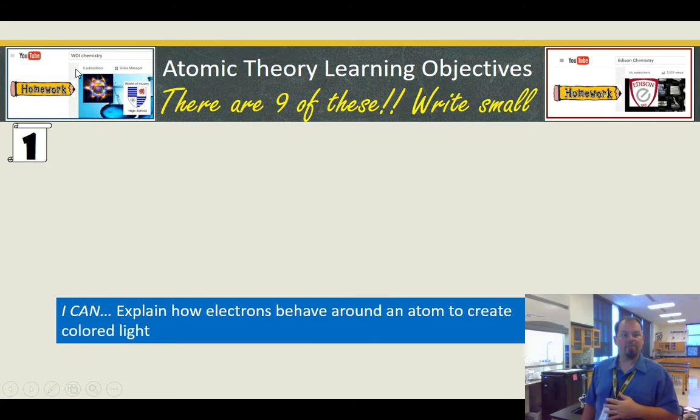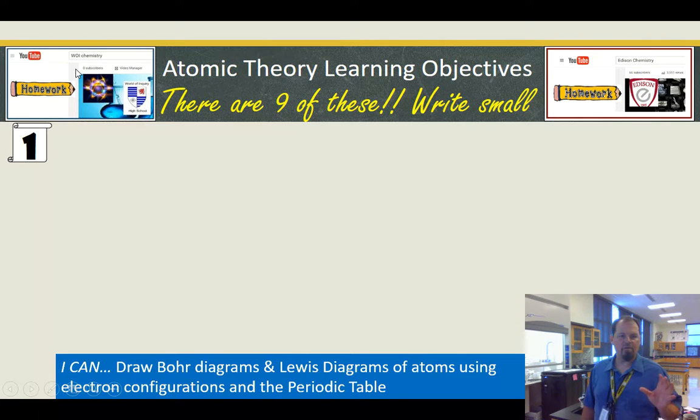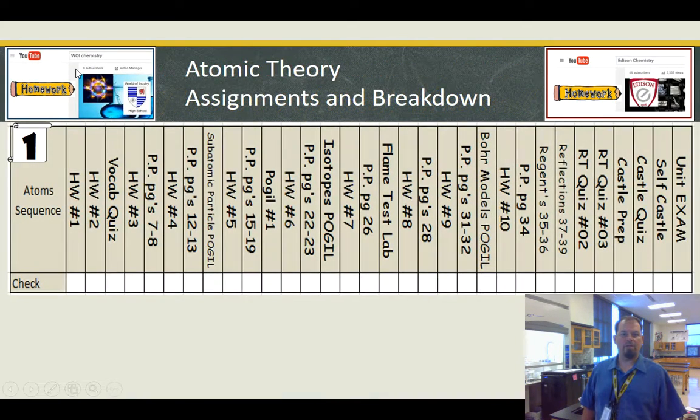Okay. Then we got to explain how electrons behave around the atom to create colored light. Always on the Regents exam. And it'll be our lab. Explain how electrons are arranged in an atom or an ion. Where are all these electrons and how are they located? And then we got to be able to draw some pictures of atoms so we can show where all the parts are, and it'll help us later when we start taking parts and putting parts together, and things will make more sense then. So there are our learning targets for the unit, and here is the tracker.